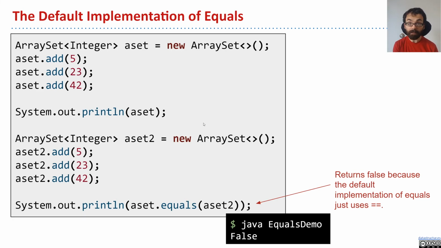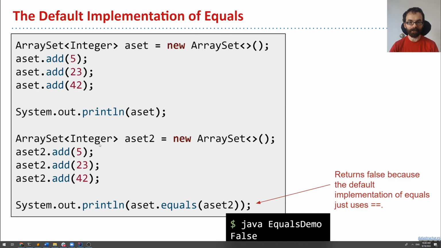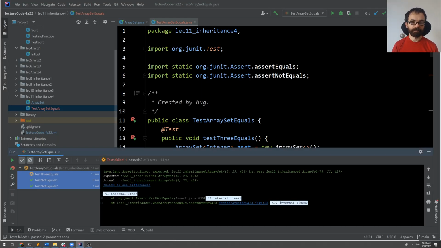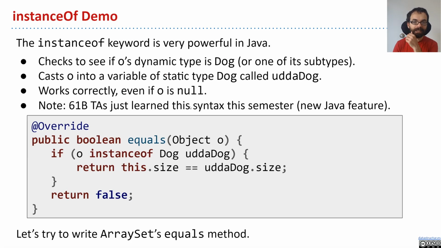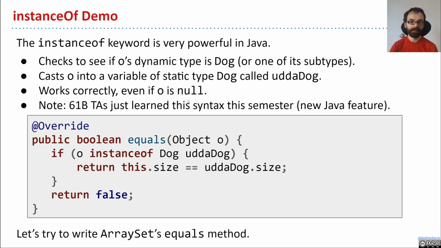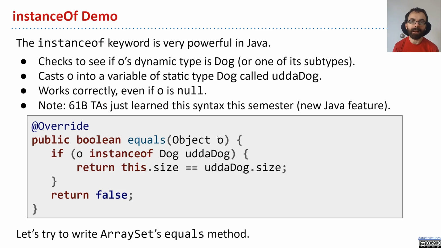All right. And so from the lecture code repo, you can try and write this yourself and see if you can pass these tests, but I'm just going to do it here myself. Okay? So how do we do it? Well, here's where I'm going to need to teach you a little bit of new syntax. Okay? So if I try and write this array set equals method, I'm going to need to somehow take the object that someone gives me, okay, and tell is it also an array set and is it equal to me.